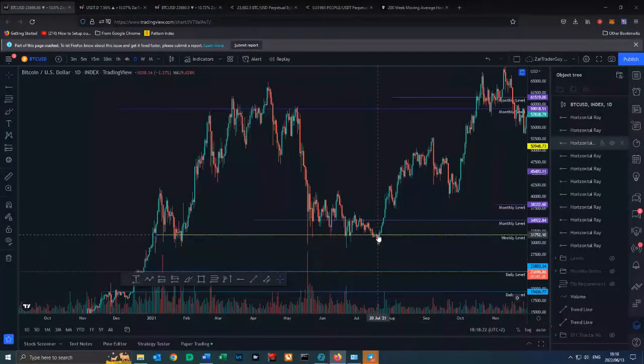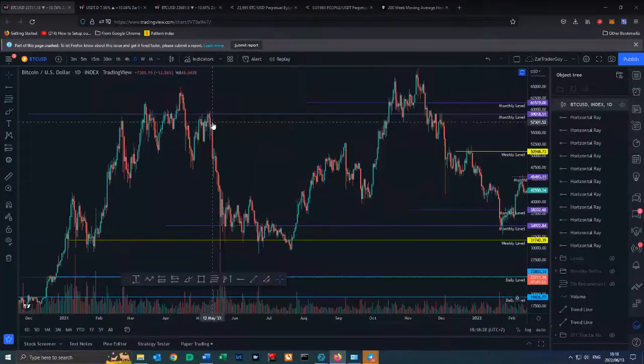Okay, that's July 2021. Have a look here. This is where we dumped. 12th of May, we had a huge dump. 19th of May, where Bitcoin came and touched down to that $31,000 area. And look at that, our weekly level that we marked, exactly those areas there. Then we had a run up, and we went to all-time highs in November.